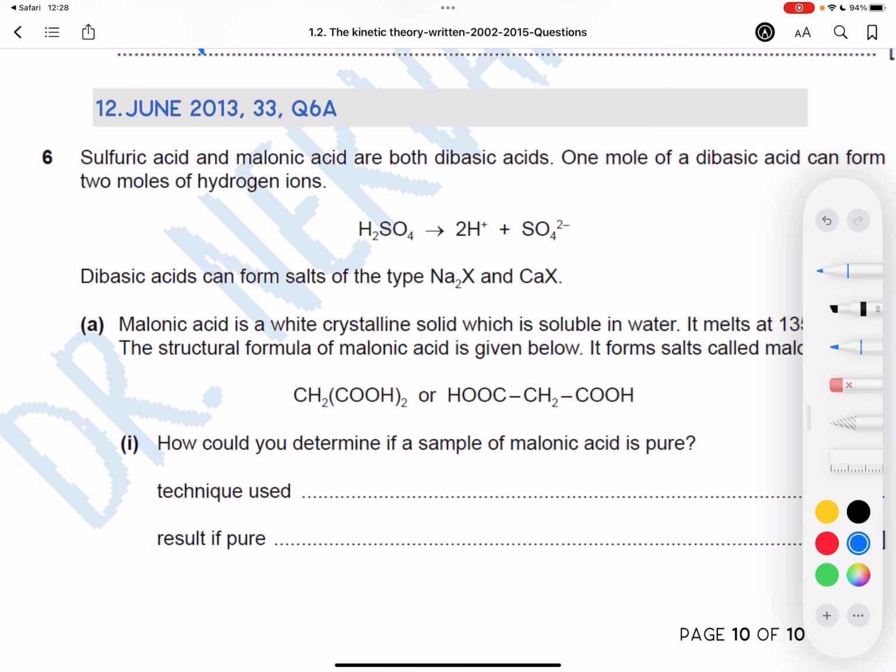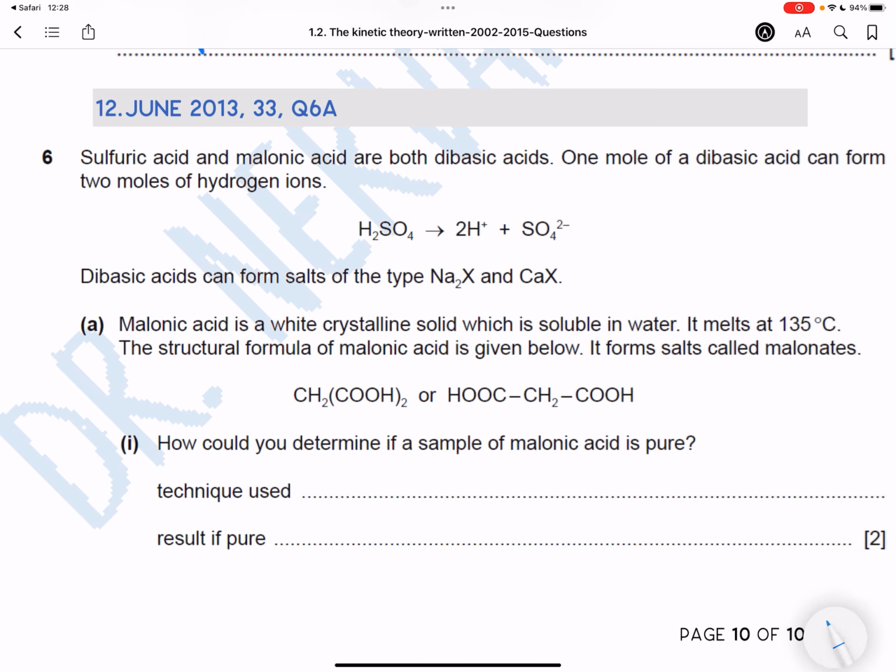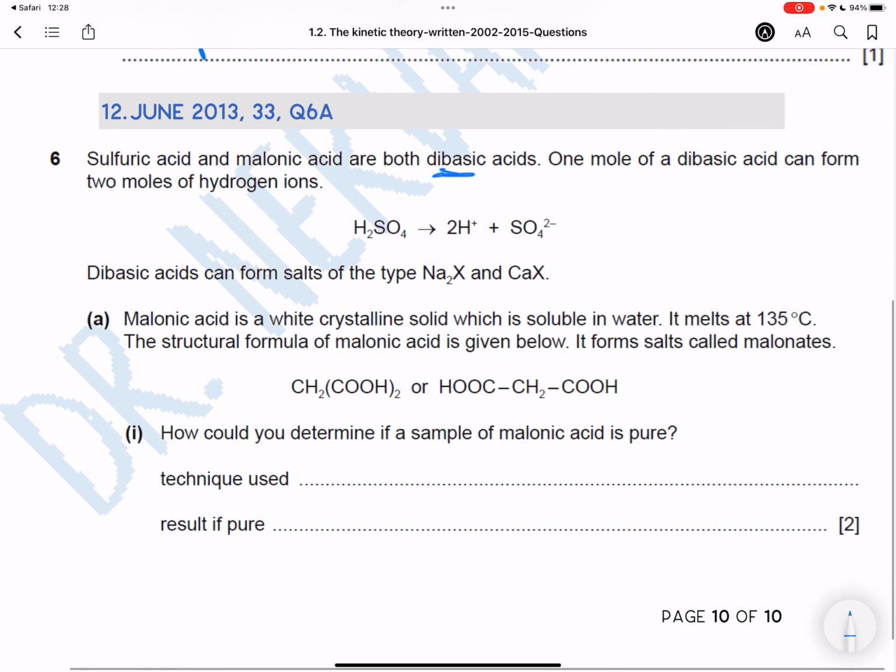Sulfuric acid and malonic acid are both dibasic acids. We will study what dibasic means. Don't worry right now. 1 mole of dibasic. Okay, so they're giving you a few details here which you really don't need to know right now for this question.